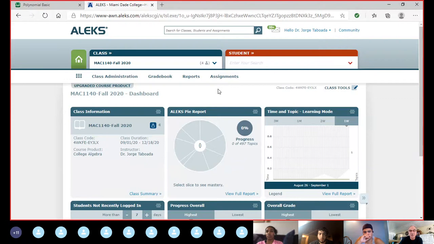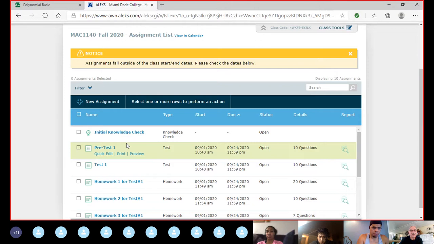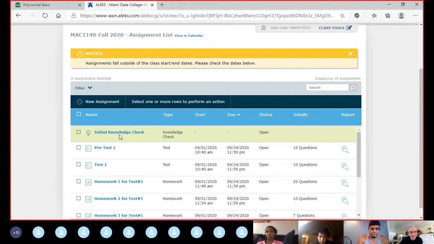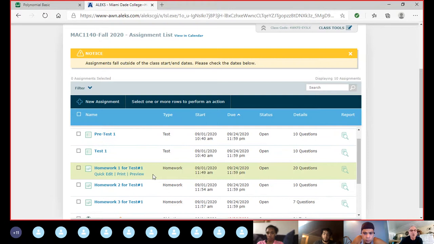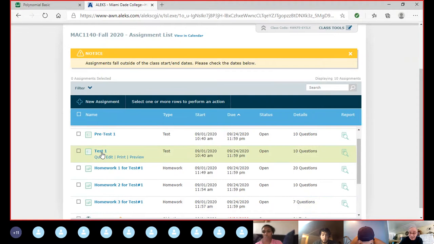The most important thing I want to show you is, put off the microphones, please, all microphones. You click here on assignments. Look, assignments. This assignment is waiting for you. This is the initial knowledge check. Skip that, I don't care. We have 3 homework assignments: homework number 1 for test number 1, homework number 2 for test number 1, and homework number 3 for test number 1. We have a test number 1 online and we have the pretest.